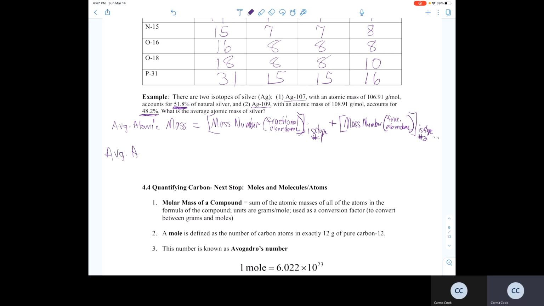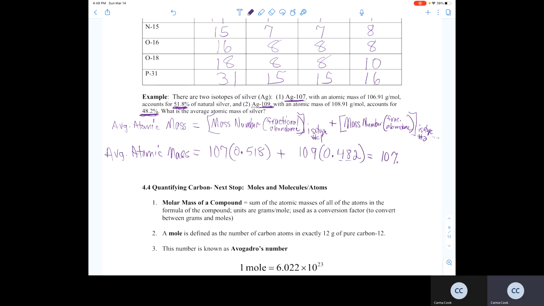So to get the average atomic mass for silver, we take the mass number for the first isotope, which is 107, times its fractional abundance. We take 51.8%, convert it to a decimal. Add to that the mass number for isotope number 2, which is 109. Multiply it by its fractional abundance, 48.2%, convert it to a decimal. We do the math, and we get 107.